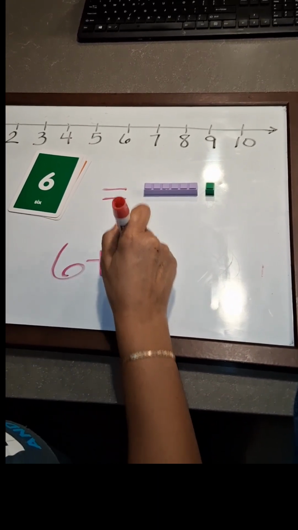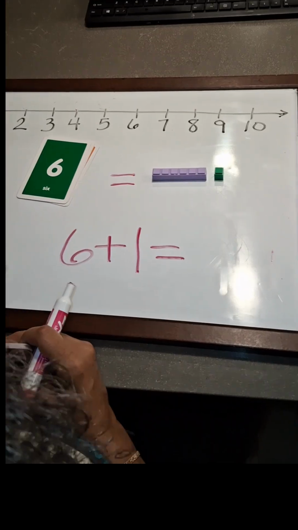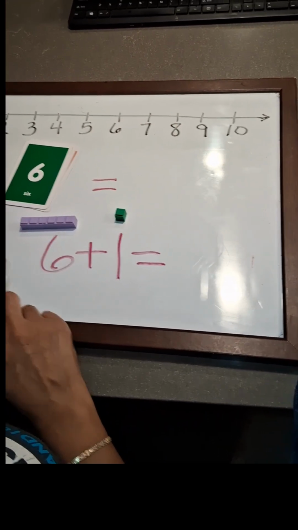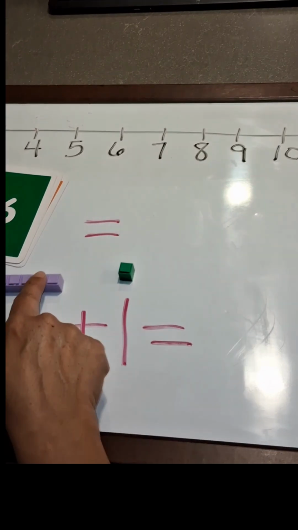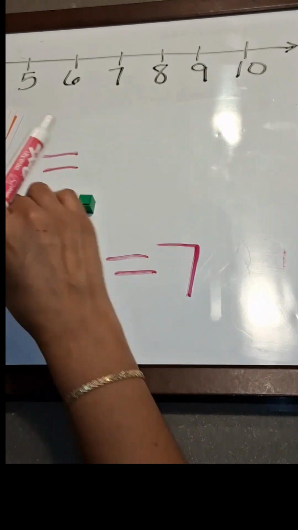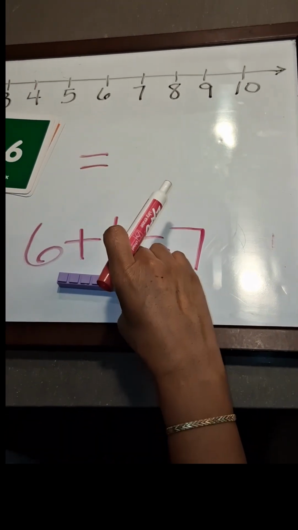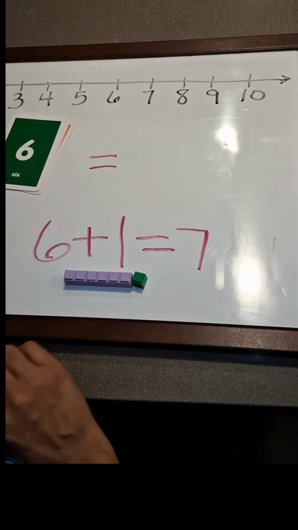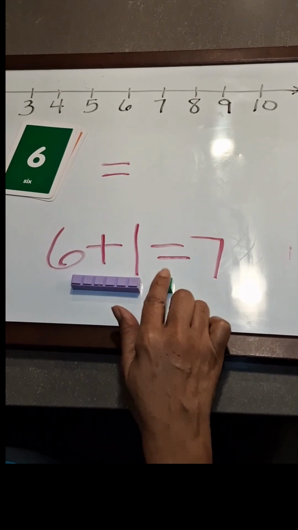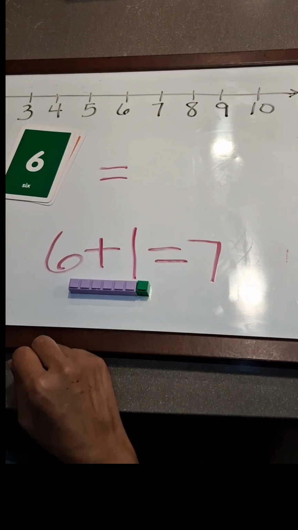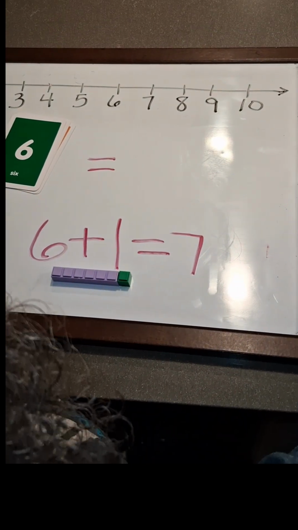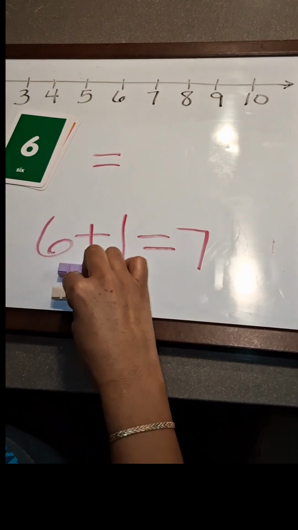6 plus 1 is equal to 1, 2, 3, 4, 5, 6, 7. You're right, that's 7. So 6 plus 1, when I regroup that, which means that instead of having 2 groups, I'm going to put it together, regroup it to make one group. That would be 7.